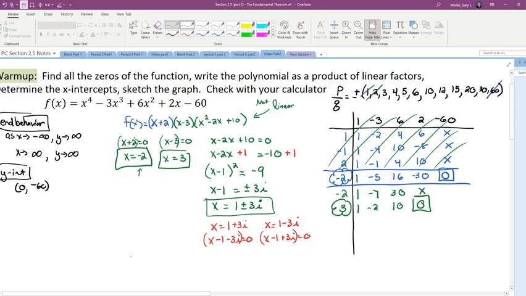So I'm going to rewrite f of x as a product of linear factors: (x + 2)(x - 3)(x - 1 - 3i)(x - 1 + 3i). And that answers that part of the question.